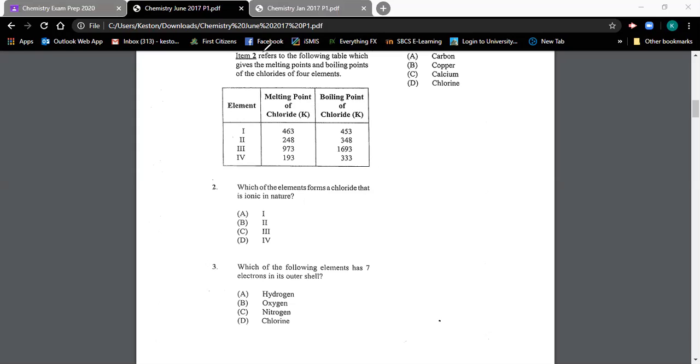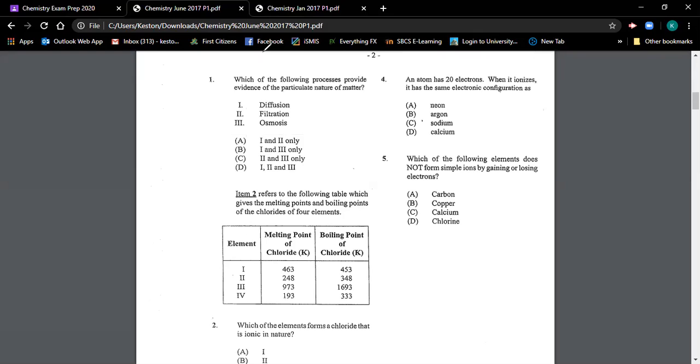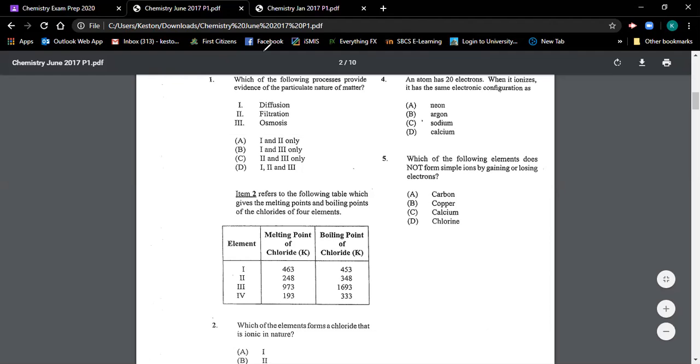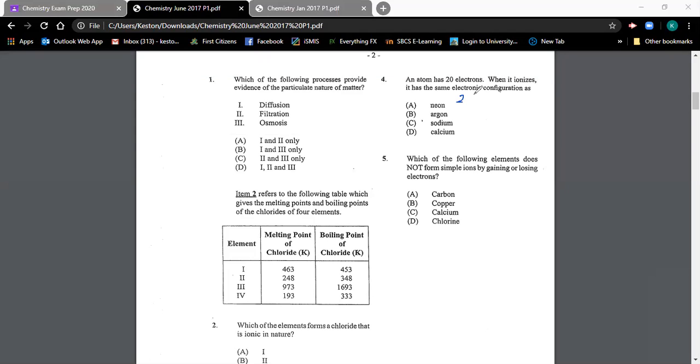Moving back up, we had number 4. An atom has 20 electrons. When it ionizes, it has the same electronic configuration as which one? 20 electrons, so we need to write this: 2, 8, 10. So 3 shells. Which one is it? Good, I have 2 answers so far. Anybody else?